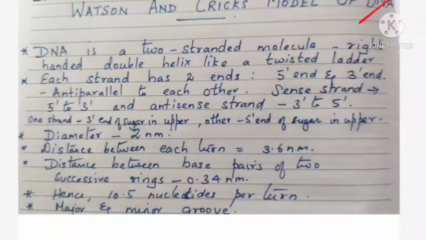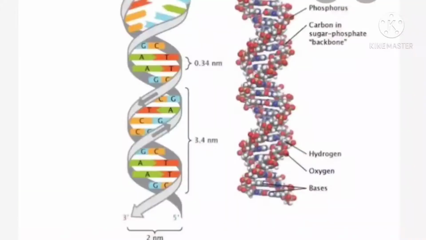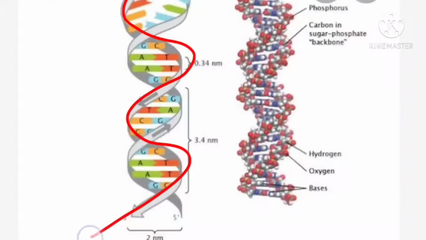Now each strand has how many ends? There are two ends. What are the two ends? One is the 5' end and another one is the 3' end. So what is this 5' end and what is this 3' end? Listen carefully. When we are drawing, this is the DNA. I am mentioning here 5', here it is 3'. One is moving from the 5' end and ending at the 3' end. Another one is starting from the 3' end and ending at the 5' end.